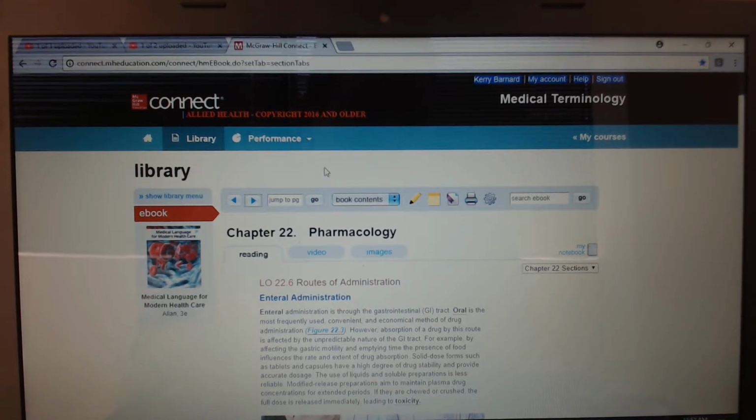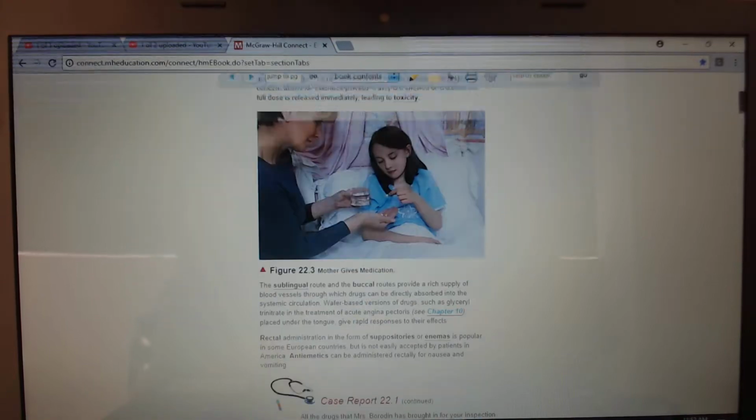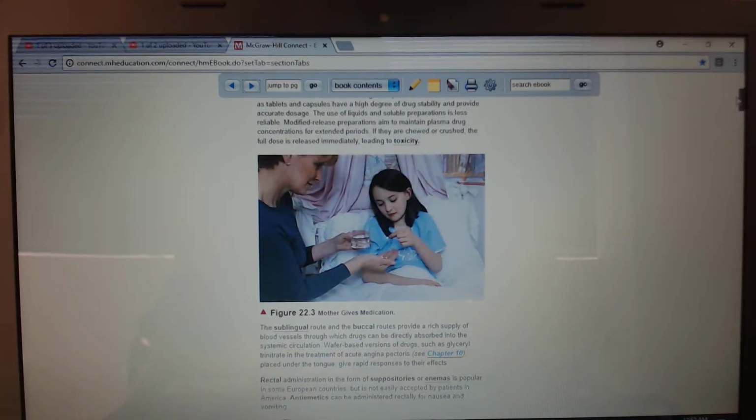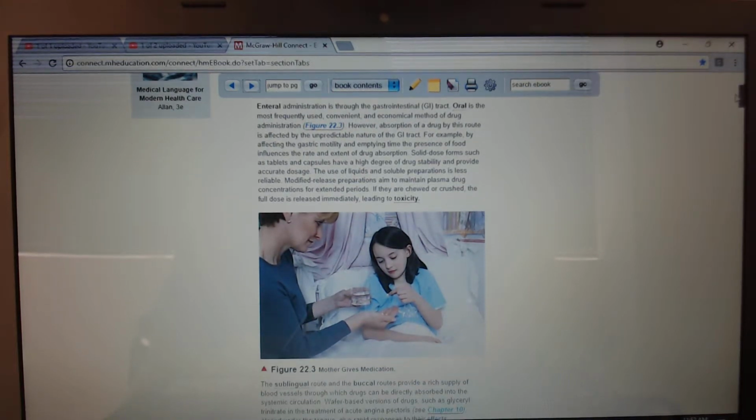Next are routes that we use to get medication into the system. The enteral route means through the gastrointestinal system. Entero literally means small intestine. Oral is the most frequently used enteral way to get medication into the system.